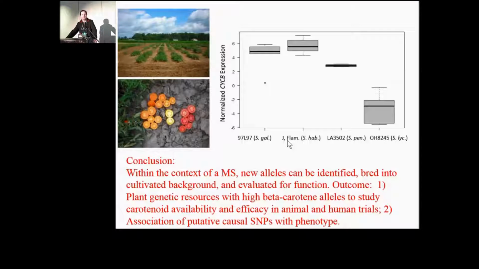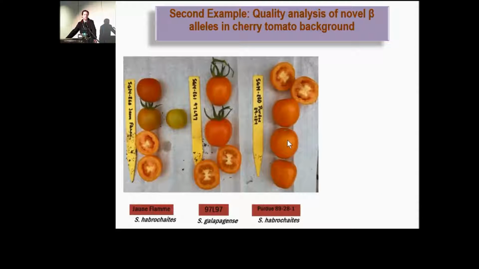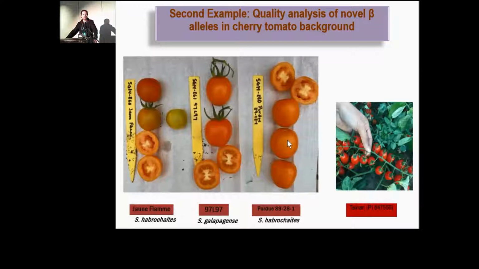So the other thing I can show you here is that if we look at the expression here, that expression pretty much mirrors what we see with beta-carotene levels. Okay, and so these, the high beta-carotene is conferred by SNPs in the promoter that modulate the transcription of the fruit-specific beta cyclase.